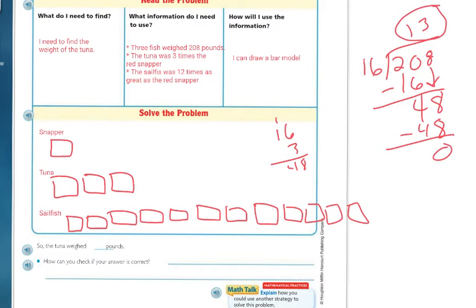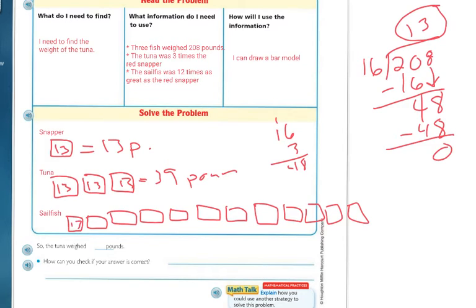So that means that each of these boxes represents 13. So the snapper is 13 pounds. And the tuna fish is 13 times 3, so that's 10, 20, 30, 39 pounds, right?